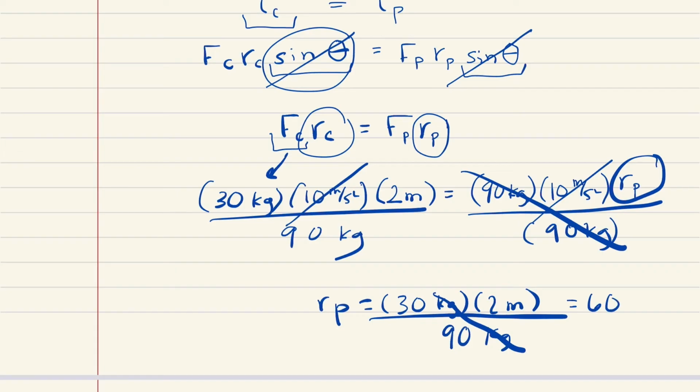And this is going to be 60 over 90, which can be simplified as 6 over 9, which can be further simplified to 2 over 3 meters. This is approximately equal to 0.667 meters, or this is also equal to 66.7 centimeters. So that is our answer.